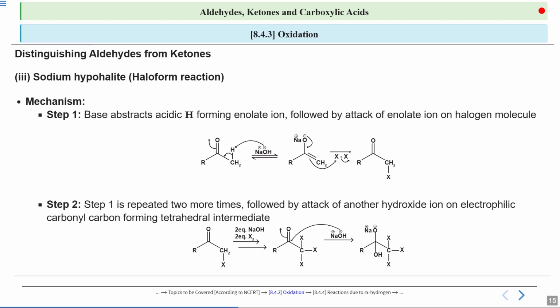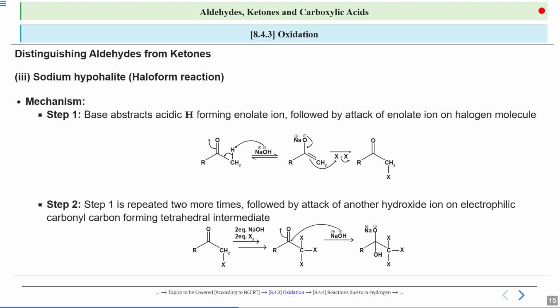Next, we will see what happens in step 2. Step 1 is repeated 2 more times, which means that the enolate ion continues to react with additional halogen molecules so that all acidic hydrogens are replaced by halogen atoms. First you see we replaced one hydrogen with one halogen atom. Now this step 1 will continue until you replace all the acidic hydrogens. Still there are 2 acidic hydrogens left. So this step 1 will continue until you replace all these acidic hydrogens with halogen atoms. So finally you see that 3 halogen atoms get attached to this carbon. Now there are no acidic hydrogens left.